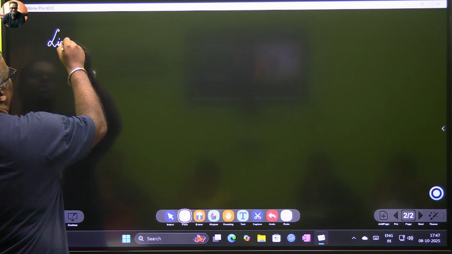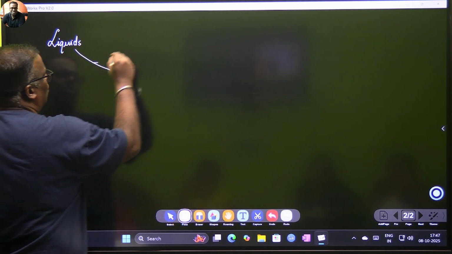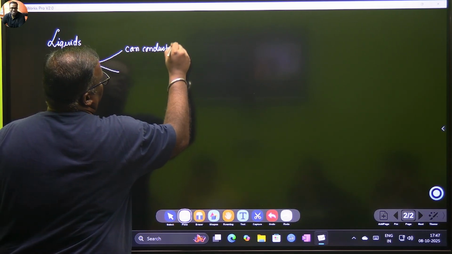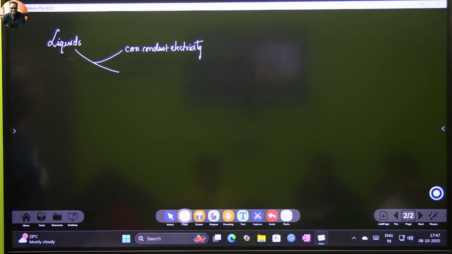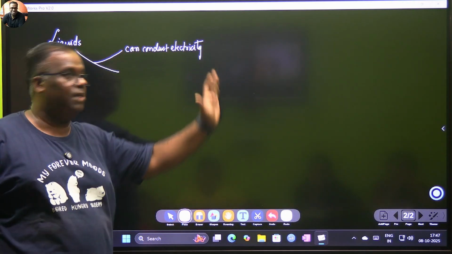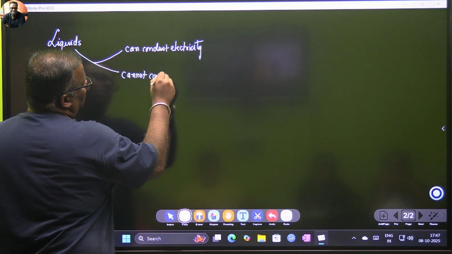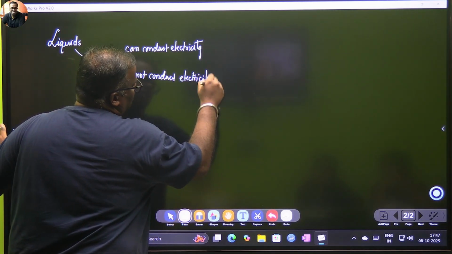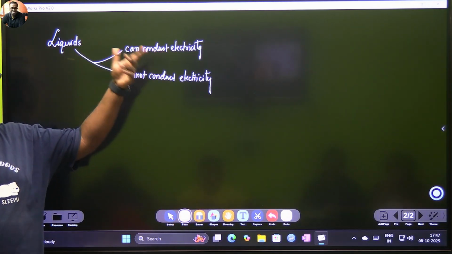liquids. Okay, so if you have a liquid, then there are again two options: it can conduct electricity. What do you mean by can conduct electricity? Can conduct electricity means electric current can flow through this liquid. Another can be cannot conduct electricity. So since our chapter is all about chemical effects of electric current, these are not of our interest, because we want those that conduct electricity.